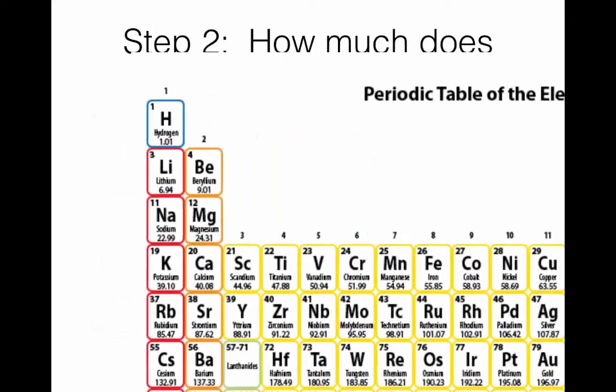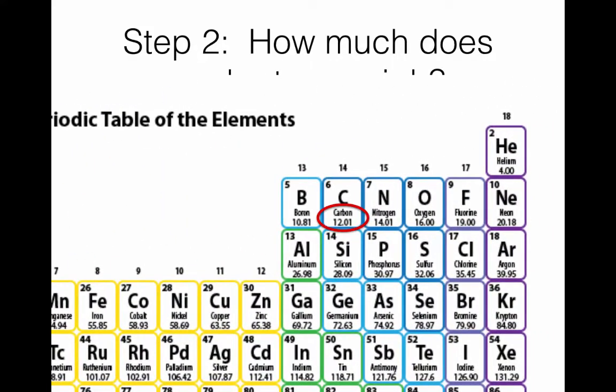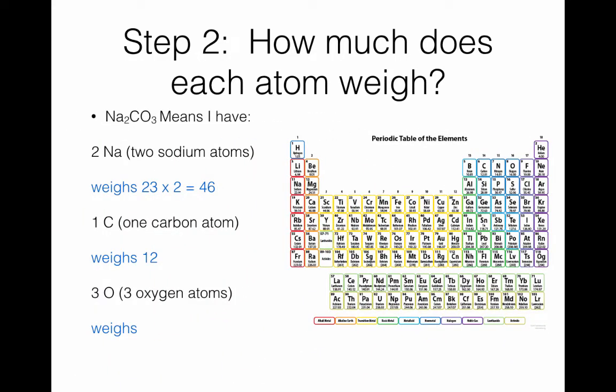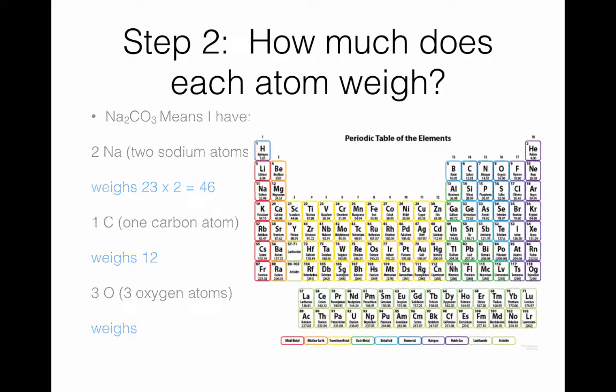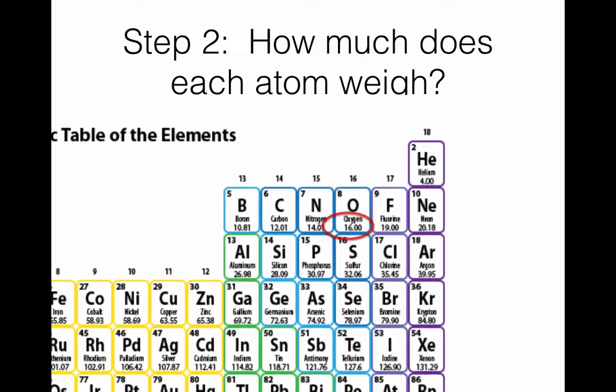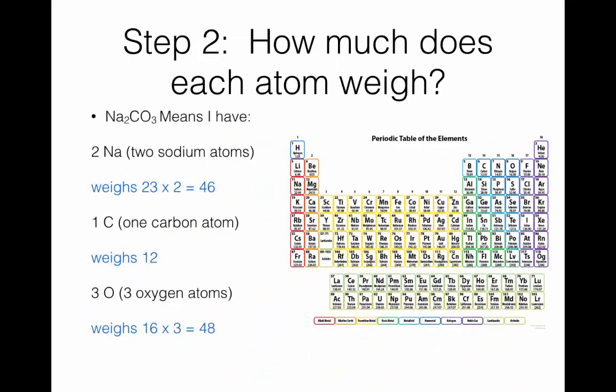I'm going to do the same thing for carbon. Here's carbon. He weighs 12 apiece, and I have 1 of them in my compound that I'm looking at. So my carbon weight I filled in with 12 there. And then finally I've got to do the same thing for oxygen. On my periodic table, he weighs 16. And in my compound, I have 3 of those, so I'm going to take 16 times 3, I'll get 48.